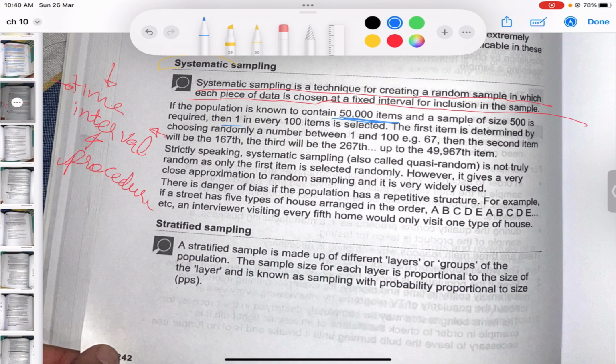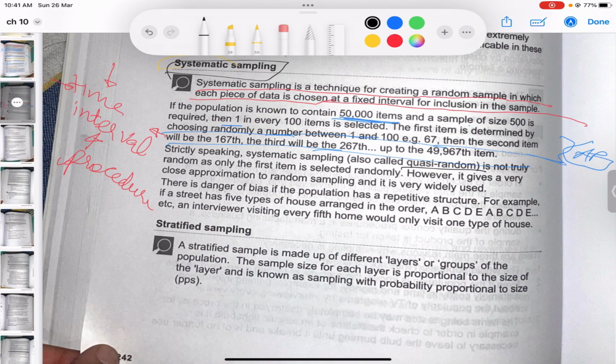But in the systematic, what you are doing is that you are picking a random sample, but you are picking the random sample in a systematic manner. So the first item is determined by choosing a random number between 1 to 100. Again, this is the AP concept, arithmetic progression. Even that is done on a regular interval, right? Strictly speaking, systematic sampling is also called quasi-random.